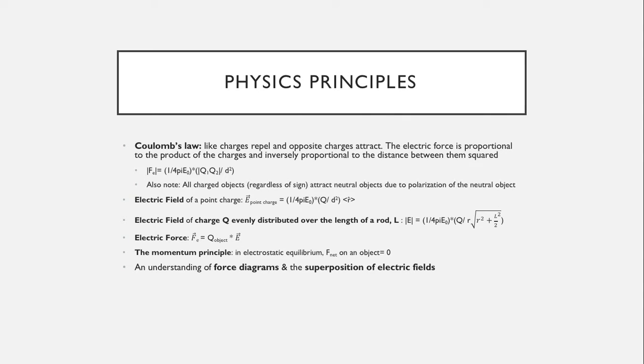Some important physics principles here are, again, Coulomb's law that tells us how charged objects interact with each other. The electric field of a point charge, that's what we used from lab number 1 to calculate the magnitude of the charge. The electric field of charge Q on an evenly distributed rod of length L, that's the model we're going to use here to see how that compares to the point charge formula in this case. The electric force and the momentum principle, which states that in equilibrium, the net force on an object is 0. And again, an understanding of force diagrams and the superposition of electric fields is important.